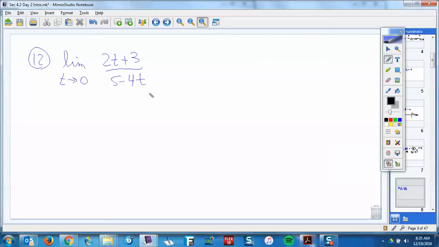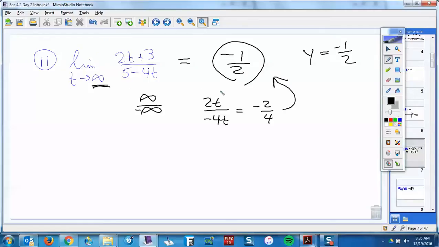Okay, but then they shift gears on you, right? Same problem, except they do that. So what do you do? You just plug a 0 in. What do you get? You get 3/5. So understand, we talk about infinity, we talk about high powers dominate, we talk about stuff like that. That's when T's getting really, really big. You think about those kind of things.